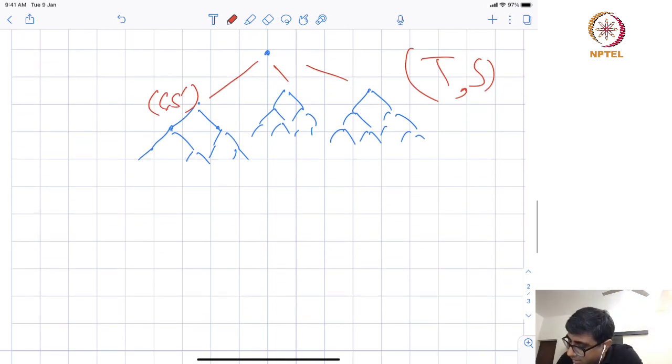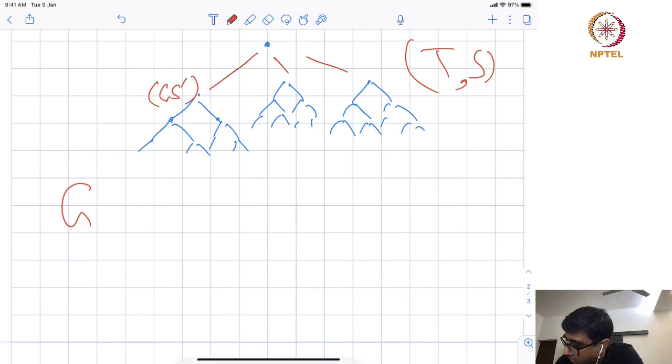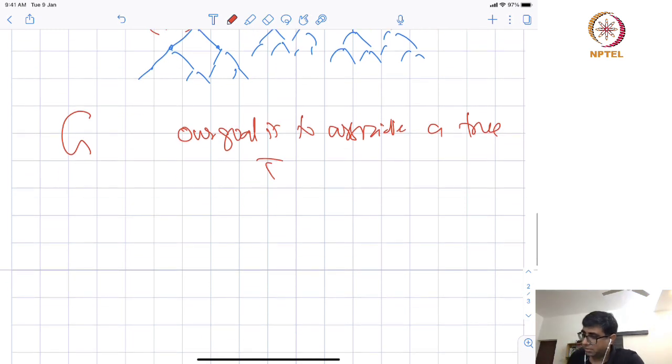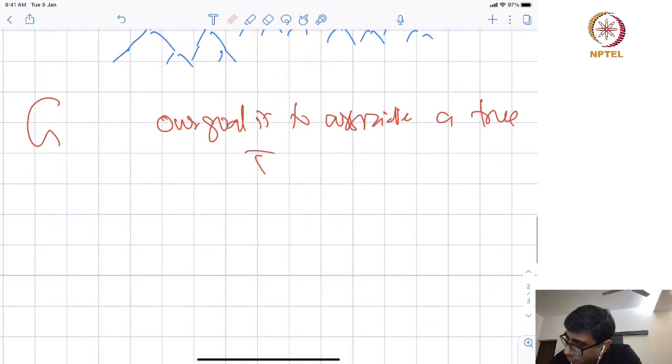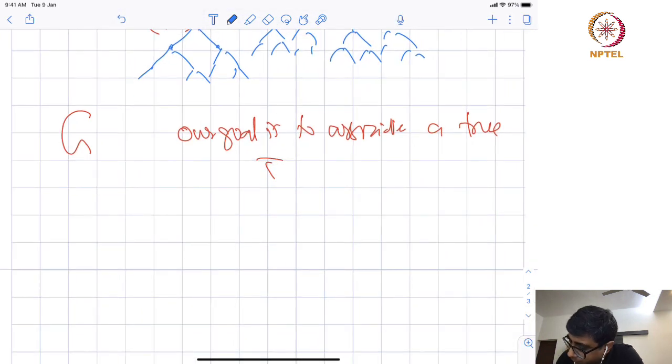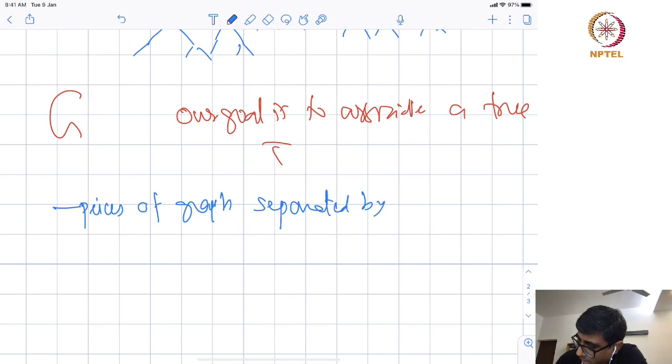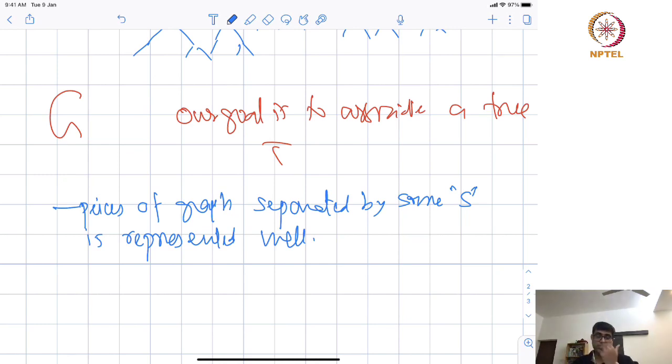So what are we saying? Given a graph G, our goal is to associate a tree T in a way that the pieces of the graph separated by some S are represented well.